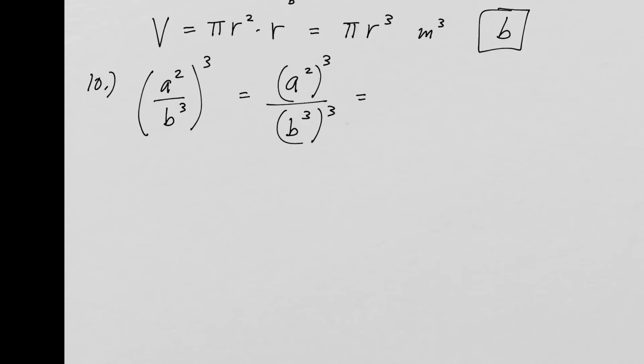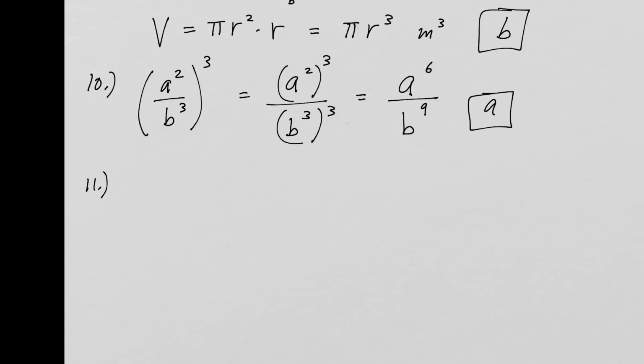Then I have to use another rule, right? This is the power rule. If I take a power and I raise it to a power, then the rule is you multiply the exponents. So this would be A, and then 2 times 3 is 6, and then B, 3 times 3 is 9. So that would be the correct answer. So it should be A to the 6th over B to the 9th. So it should be A in this case.